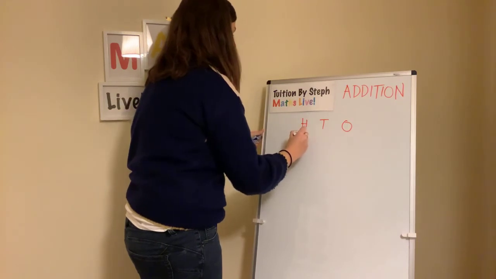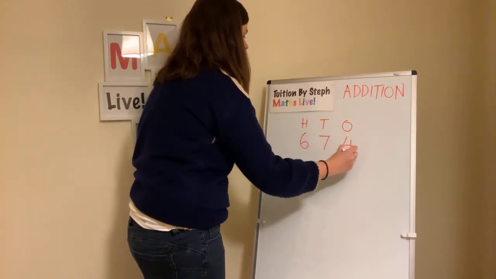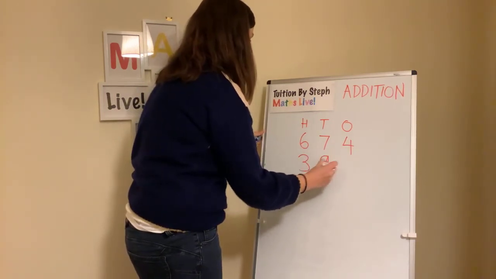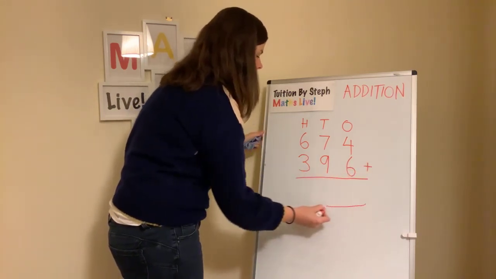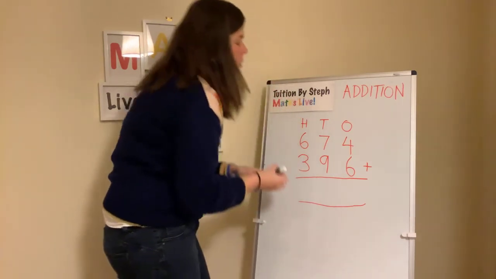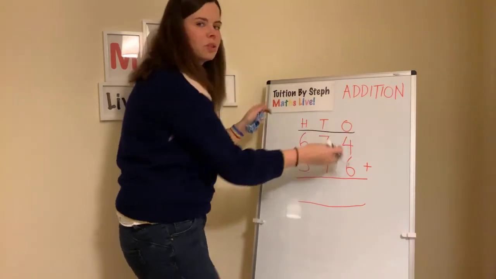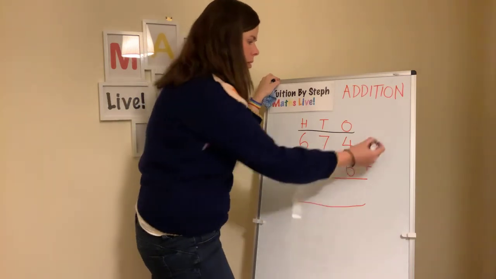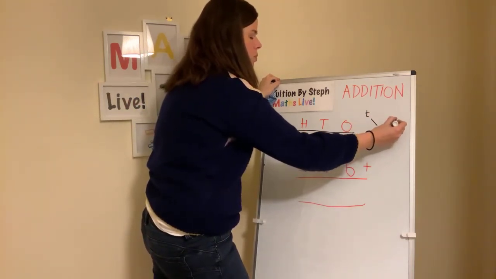So this time we might have 674 and 396. Okay. So in the ones this time, it looks like a 0, doesn't it? 0 plus 4 plus 6. 6 and 4 is 10. Okay. So the number 10, that's the tens, and that's the ones.